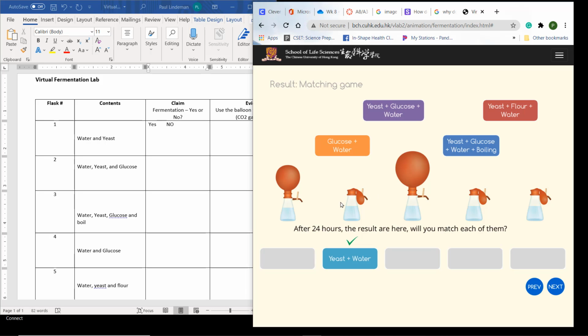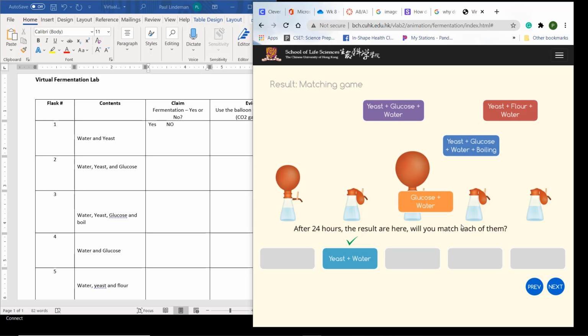Okay. Well, what about yeast, flour, and water? Or what about yeast, glucose, and water? One of these, or both of them, probably worked. But we're going to go ahead and do the other ones just to see. So glucose and water. Again, here there is no yeast at all. So if there's no yeast, would it work? No.